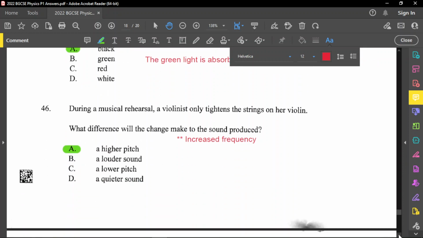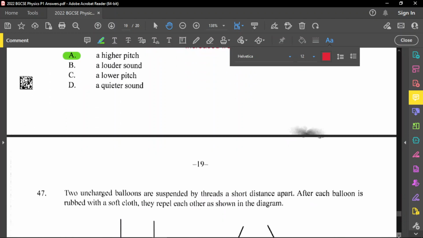46. It said during a musical rehearsal, a violinist only tightens the string of the violin. All right, so what difference will the change make to the sound produced? If only the string of the violin is tightened, then what's going to happen here is you're going to have a higher pitch. So that means you have an increase in frequency. Increase in frequency. So A is the option.